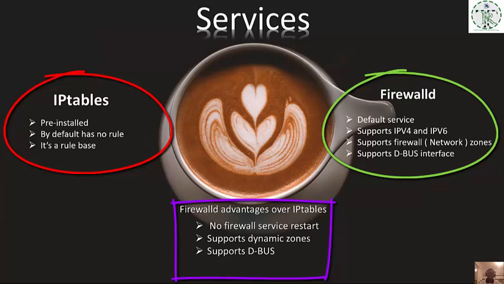And Firewalld also supports dynamic zones where you can put devices into various zones based on the trust level you have for them, which iptables does not have. And more importantly, Firewalld supports the device interface, which iptables does not.